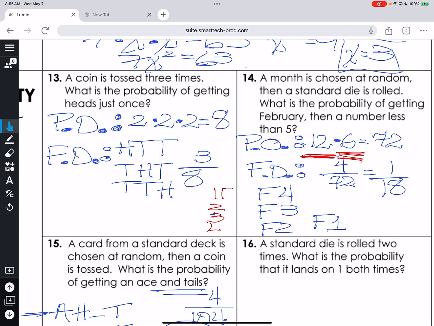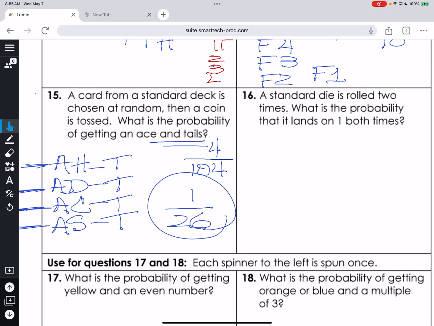All right. A standard die is rolled 2 times. 36. Yeah, very good. And we want to land on 1 both times.